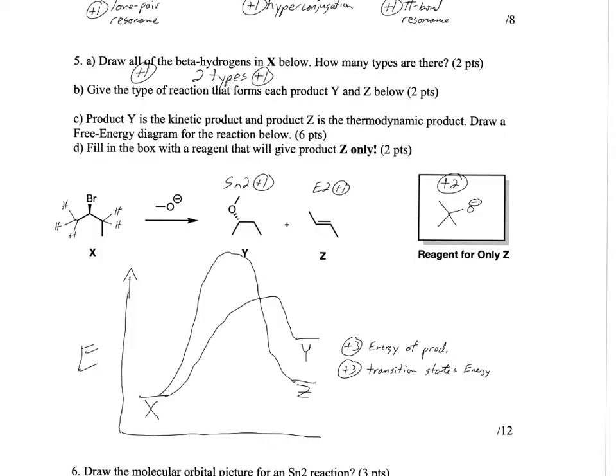All right, so this one, a lot going on. Wanted to first, right, draw all the beta hydrogens in X. How many types are there? So there's 2 types. So from this spot, from the atom that has the leaving group attached to it, you go 1, 2 bonds away, 1, 2 bonds away, and there's these 2 and these 3, and they're different. So they lead to 2 different types of alkenes. So we say 2 types. Then it wants the reaction for each Y and Z. So how do I know what's going on here? You look at the nucleophile, because it's a secondary alkyl halide, so it's not giving away too much.